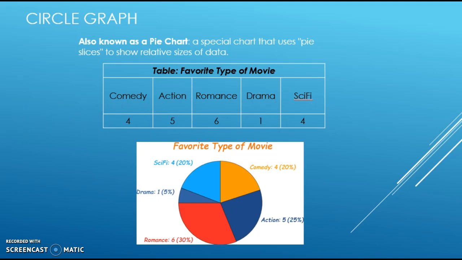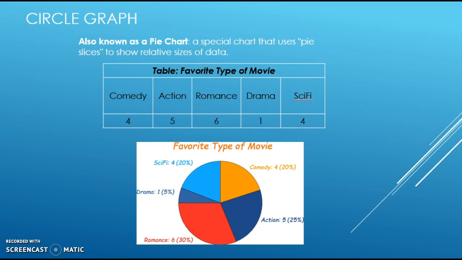So the way that they figure out the percent is to take the amount for each particular category. So for example, for comedy, it's going to be 4 out of the total, which is 20. So 4 out of 20 is 20%. So that's where this 20% is coming from. And that's how they did it for each of the percents. So they will talk about that a little bit in the book this week. So I just kind of wanted to simplify it a little bit for you.